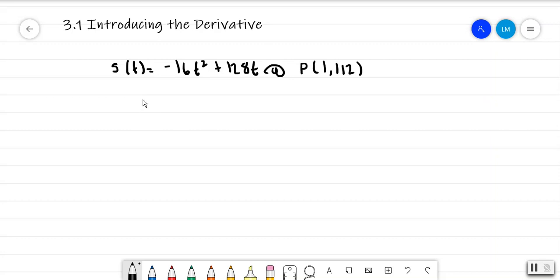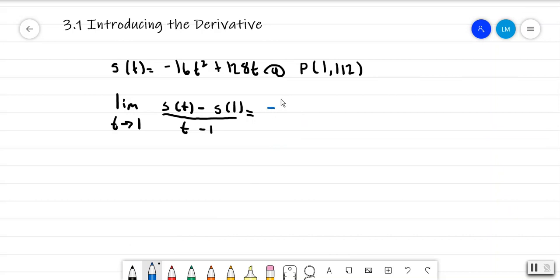So suppose that we want to find the instantaneous velocity. Well, I know that basically I just need to take the limit as t approaches 1 of s of t minus s of 1 divided by t minus 1. Now, accordingly, we know that s of t is equal to negative 16t squared plus 128t minus 112. Now, all of this is divided by t minus 1, so we have t minus 1.